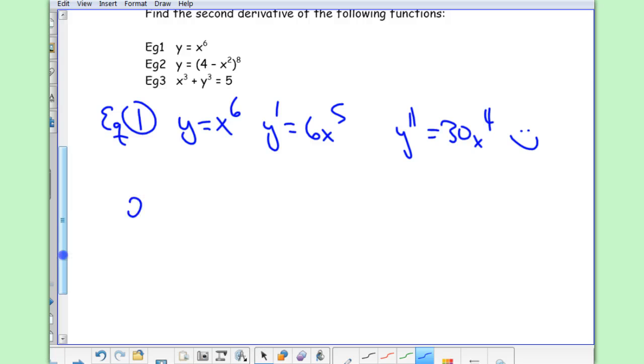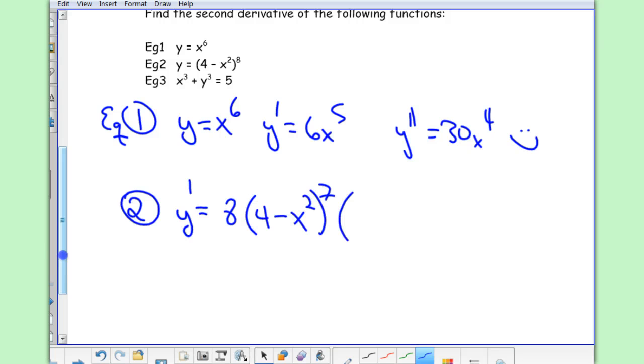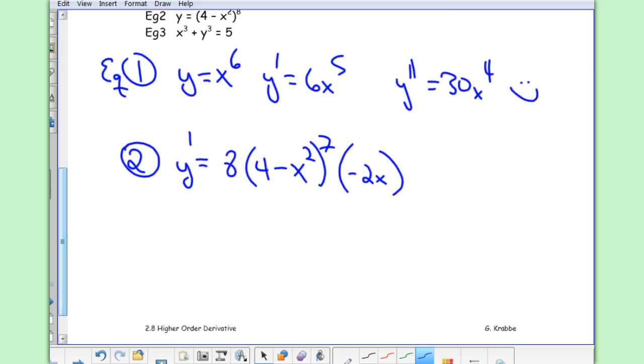And so number two, obviously, we can see we're going to need to use the chain rule. So for that one, y prime, its first derivative, is going to be 8 times (4 minus x squared) to the 7 times, in this case, minus 2x, the derivative of the inside. My suggestion would be, before you start taking the next derivative, you should try and simplify if you can. So I can put these two coefficients together. I'm going to turn that into minus 16x (4 minus x squared) to the 7.